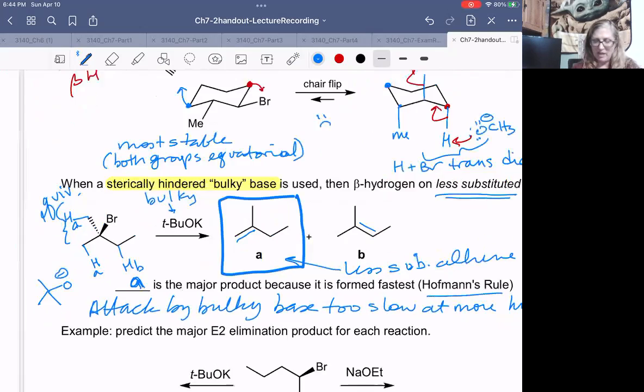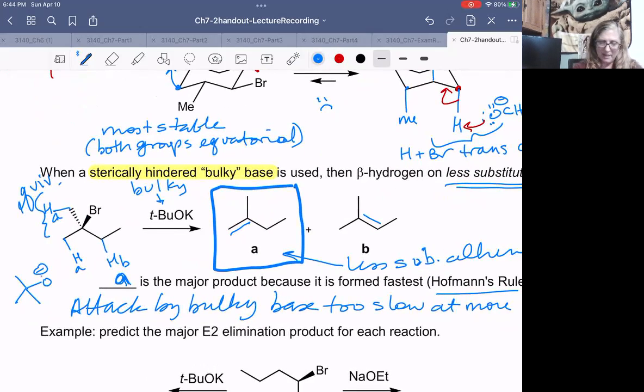Okay, and so here is T-butoxide. And so what we're going to do is it's going to attack position A, form the pi bond, kick off the leaving group. And that's because attack at the other position is too slow, because that hydrogen is on a secondary carbon, and so it has more crowding. And so it goes simply by convenience, whichever one is most accessible. That's the one that ends up being removed primarily. Okay, so this is again just major and minor. It's not like we get all or nothing here. We're always looking at major and minor.